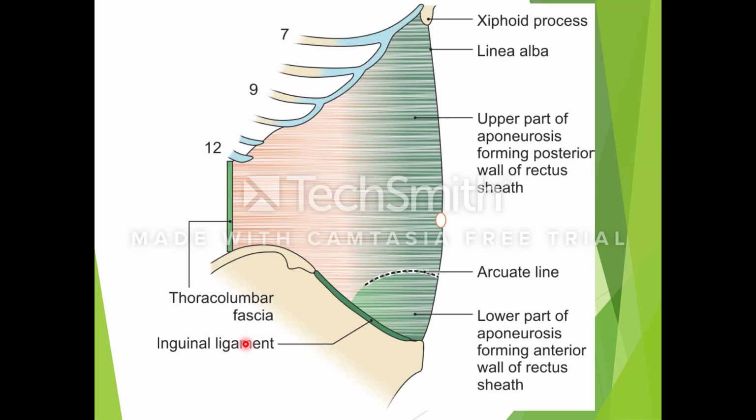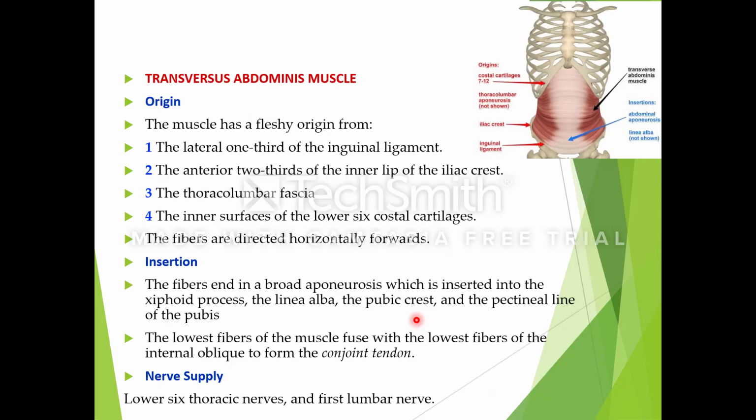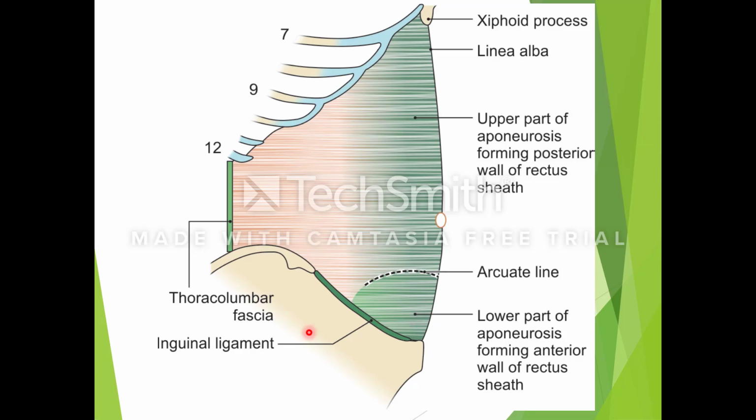You can see here the transversus abdominis muscle. Okay, it is originating from the inguinal ligament. See here, this is the lateral 1/3 of the inguinal ligament, the anterior 2/3 of the inner lip of the iliac crest, then the thoracolumbar fascia, and then the lower 3 or 4 ribs, and then the fibers are passing transversely. See here, this is in transverse direction. It is transformed into the aponeurosis which is inserted over the xiphoid process and the linea alba and the pubic symphysis and the pecten pubis.